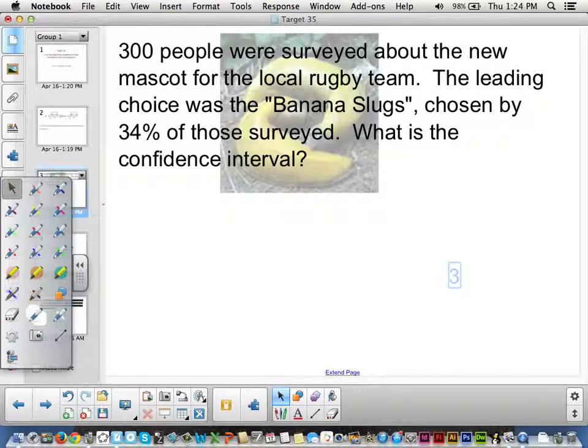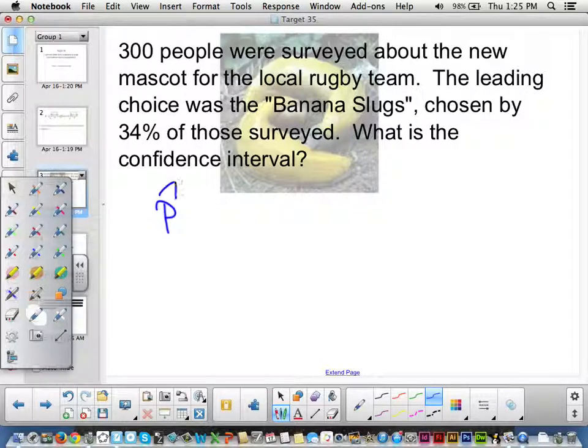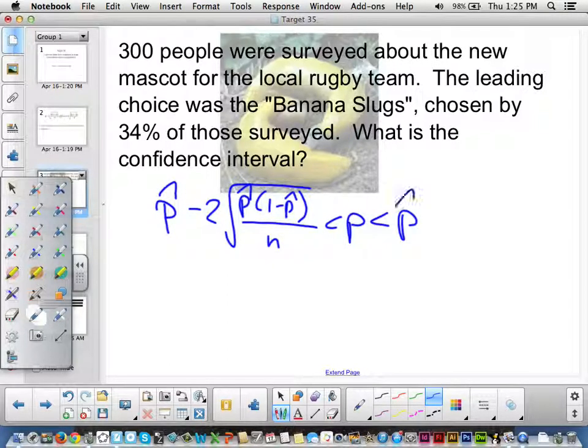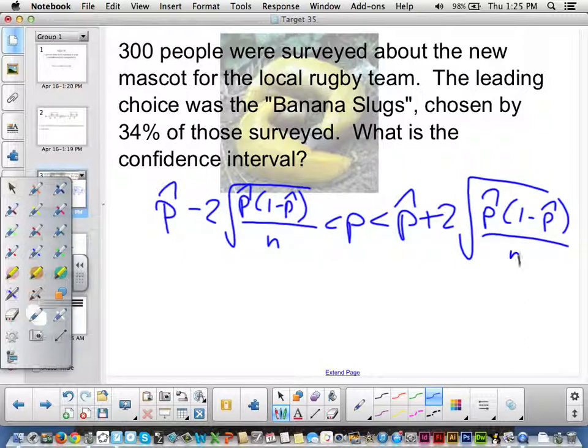So let's take a look. 300 people were surveyed about the new mascot for the local rugby team. The leading choice was the banana slugs, chosen by 34% of those surveyed. What is the confidence interval? So our formula: P hat minus 2 times the square root of P hat times 1 minus P hat over the number surveyed is less than P, which is less than P hat plus 2 times the square root of P hat times 1 minus P hat all over the number surveyed.